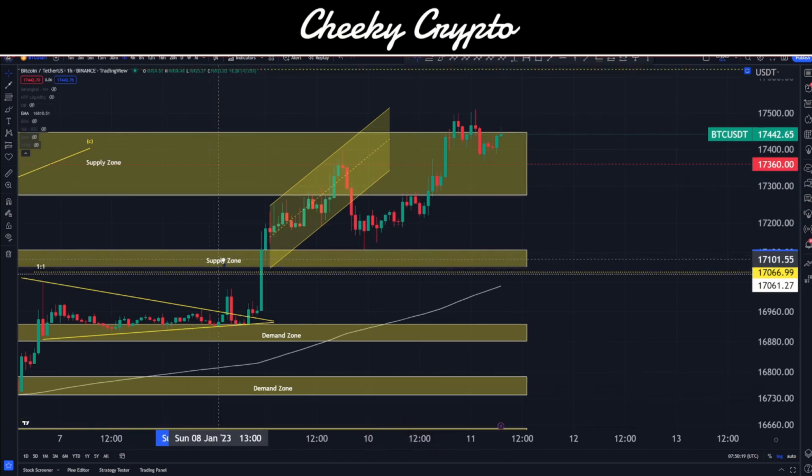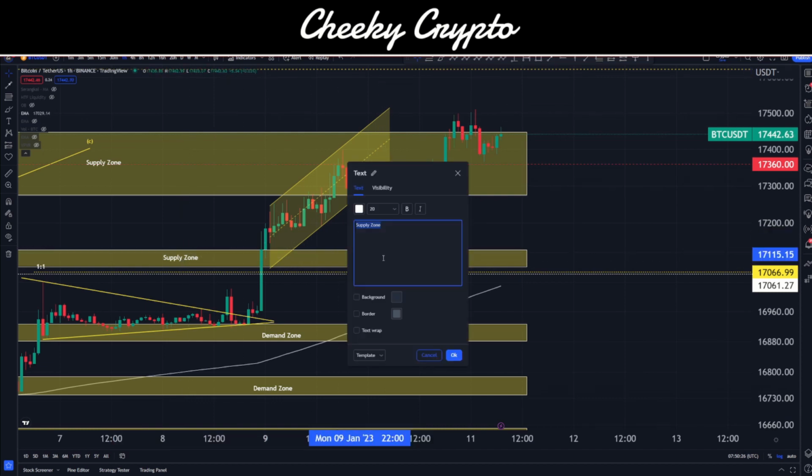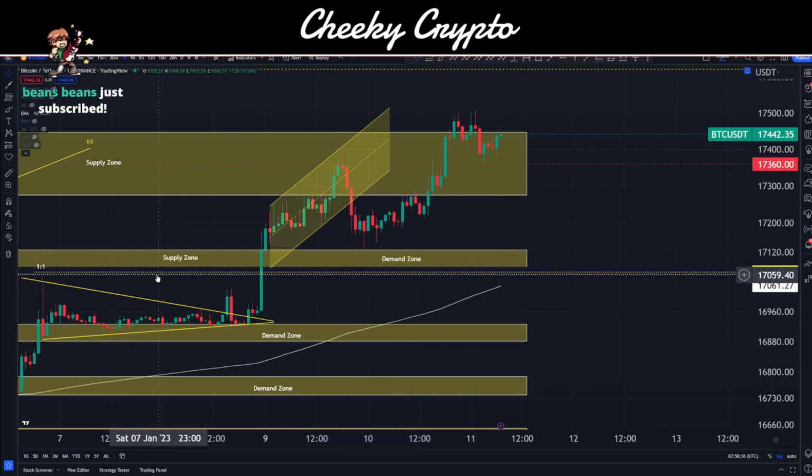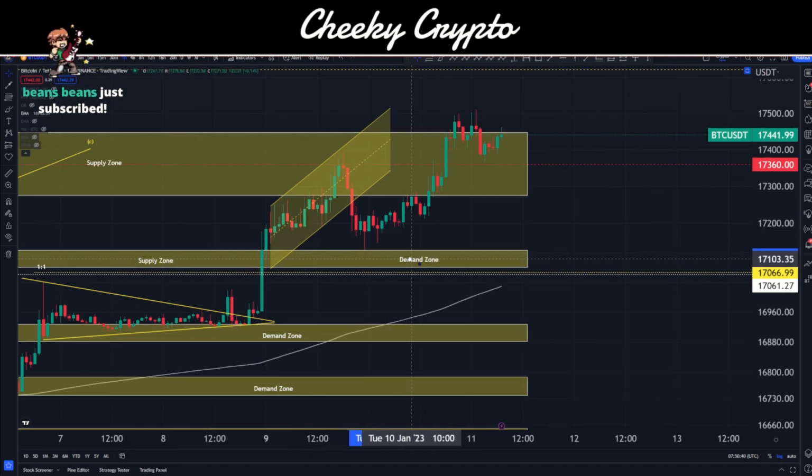By completing down here at this previous supply area, we can now confirm that this is actually an area of demand. So we'll go ahead and just quickly label that up so we know exactly what is going on here. Let's just go with demand zone. That's going to be an area now where buyers are. It was previously an area of supply and it is now an area of demand, which is fantastic.